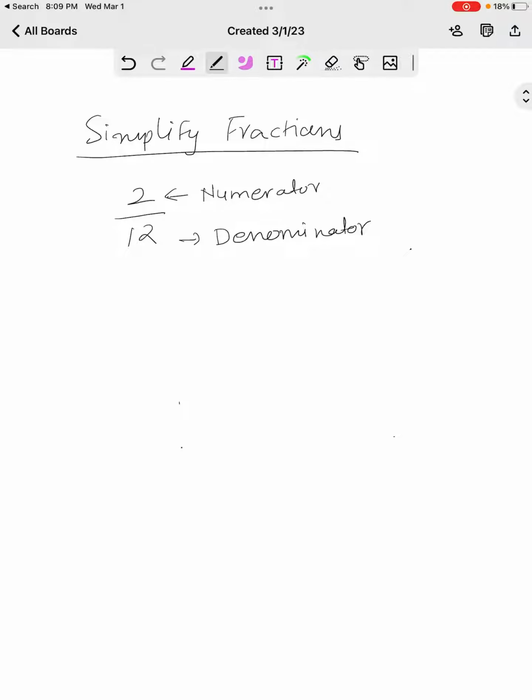So the greatest common factor for 2 and 12 is 2, because that's the largest number that goes into 2 and 12 evenly. So we'll divide the numerator by 2, and we'll divide the denominator by 2 as well. So 2 divided by 2 is 1, 12 divided by 2 is 6. So the simplified fraction is 1 over 6.